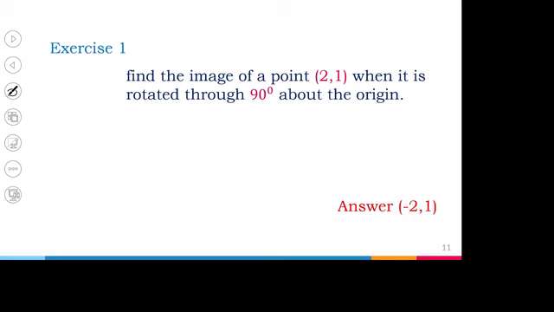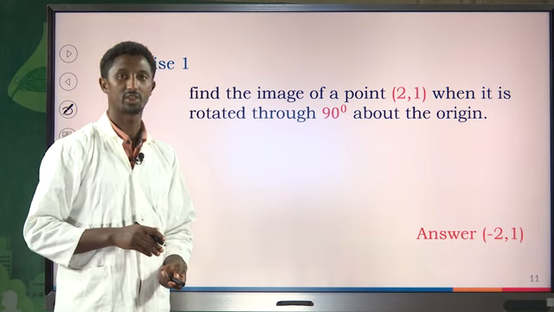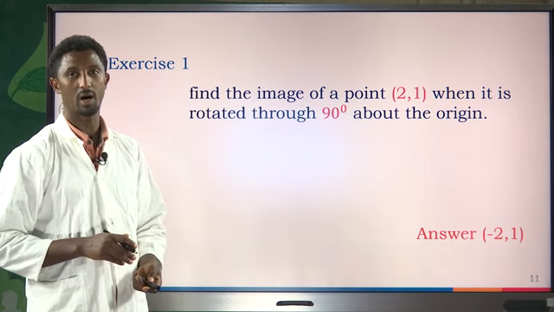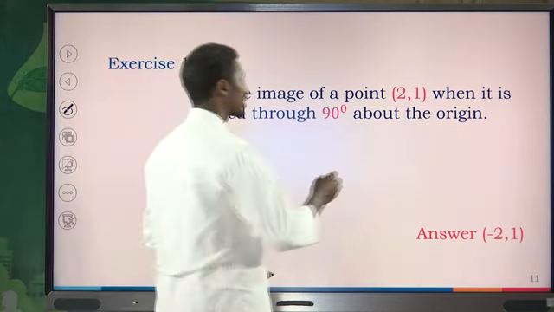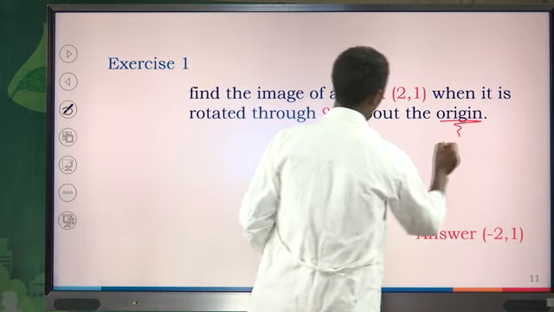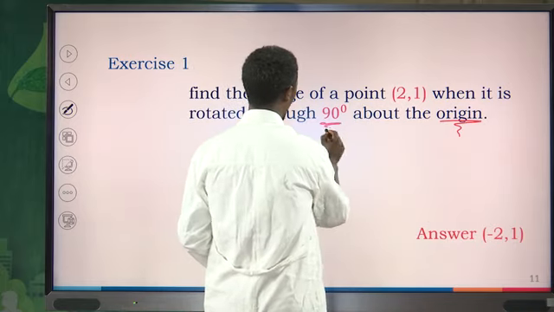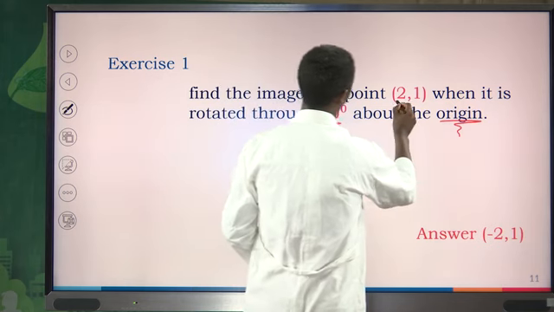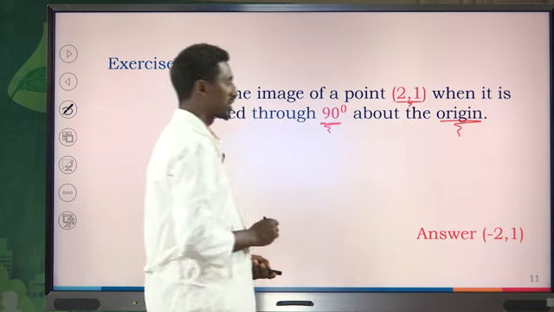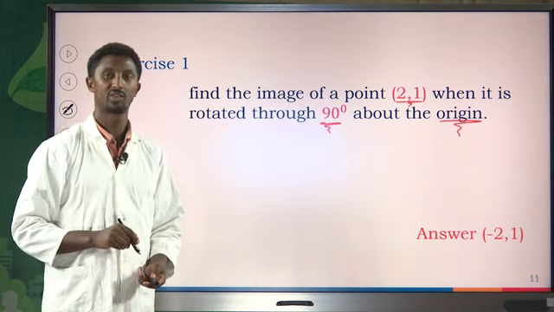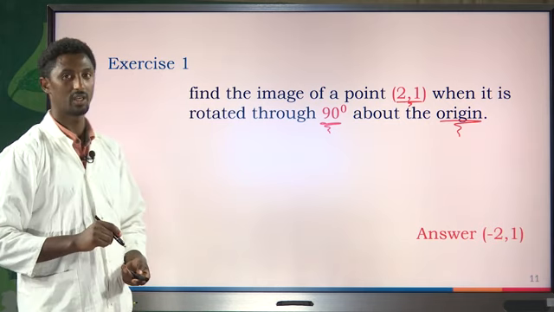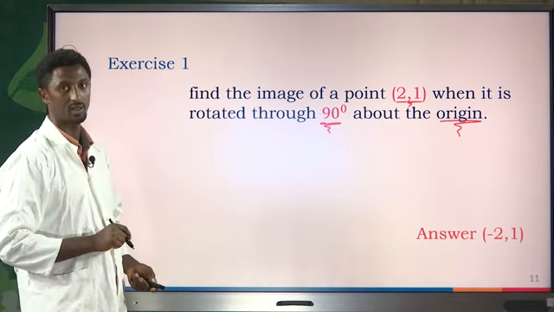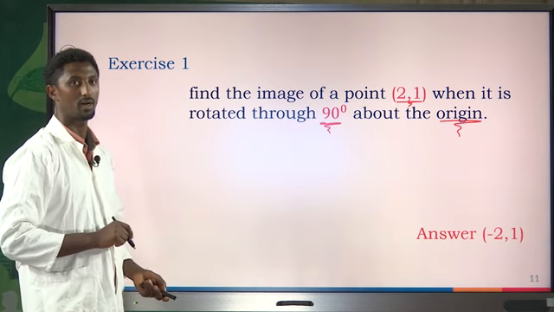So now there are exercises for you. Find the image of the point (2, 1) when it is rotated through 90 degrees about the origin. Here we have a center of rotation that is (0, 0) and angle of rotation theta which is 90 degrees. So use the formulas to find the image, then finally check your answer. The answer is (minus 2, 1).